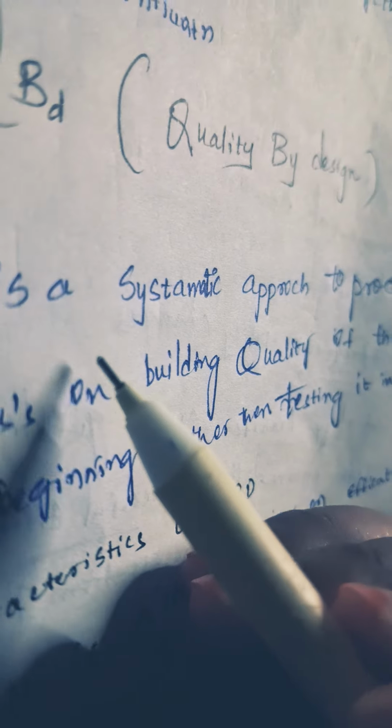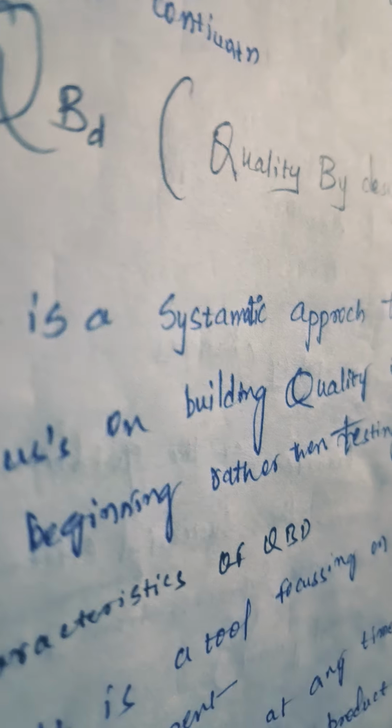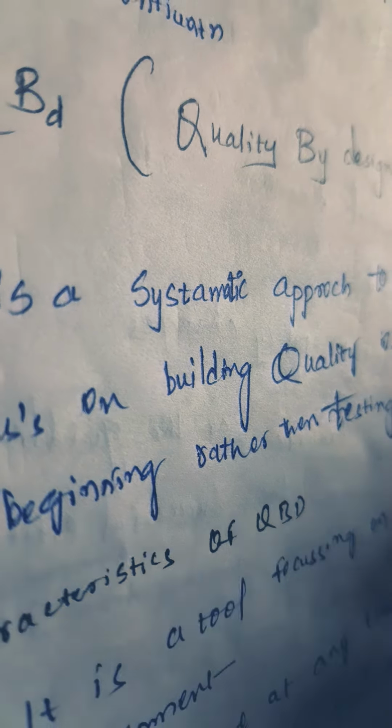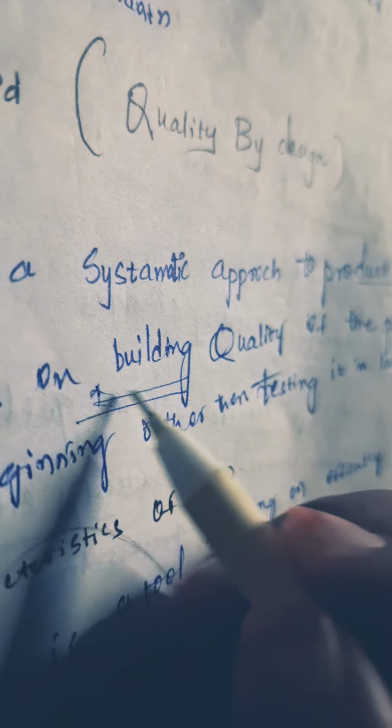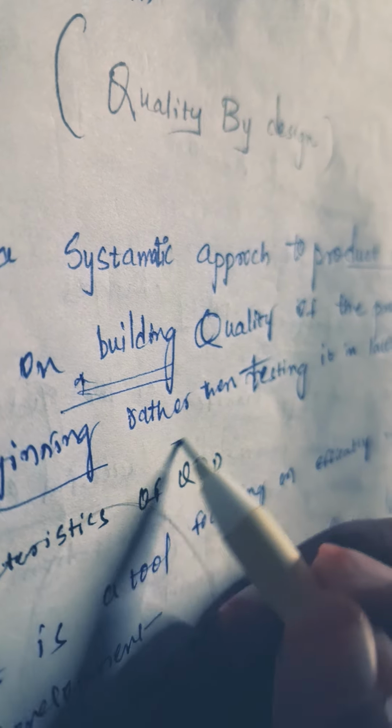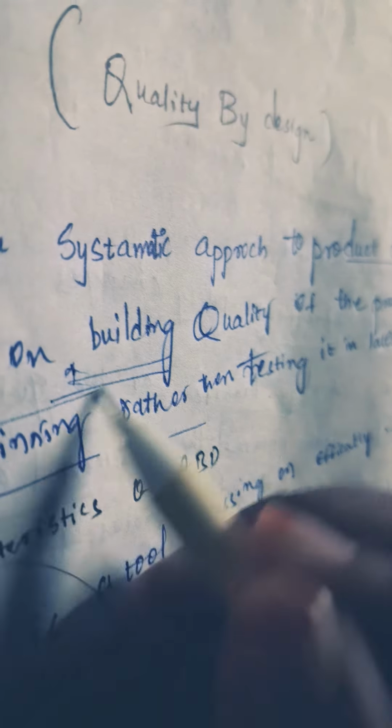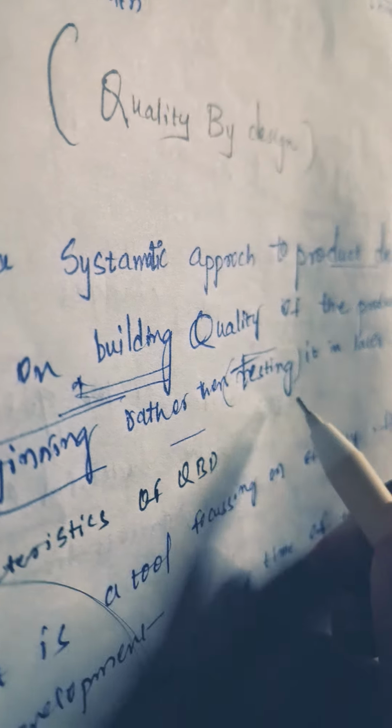After that, QbD is a systematic approach to product development that focuses on building quality into the product from the beginning rather than testing it later. From the beginning we will test and curate it.